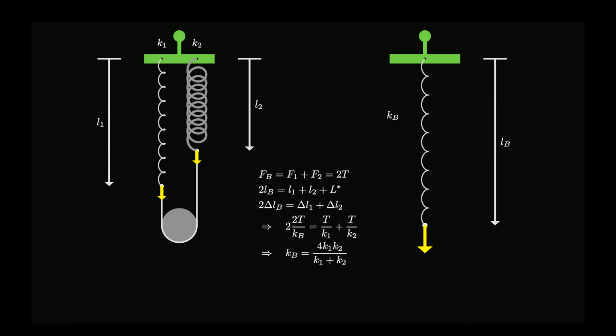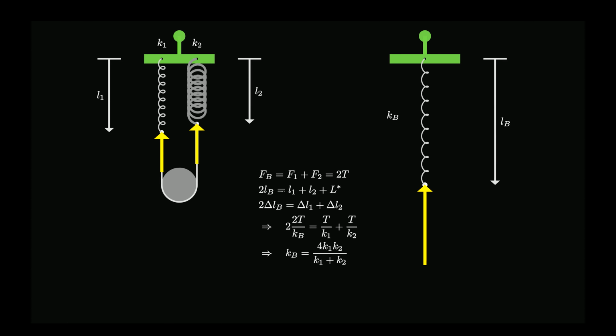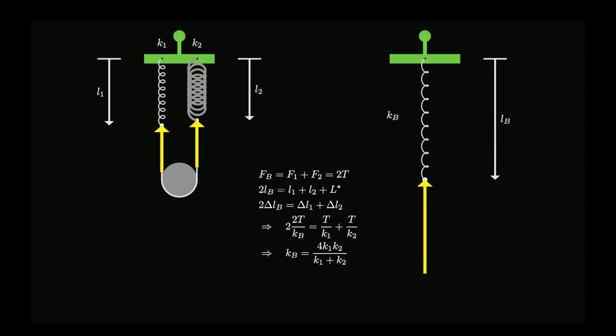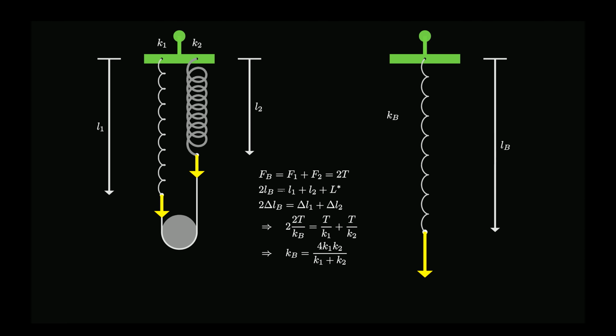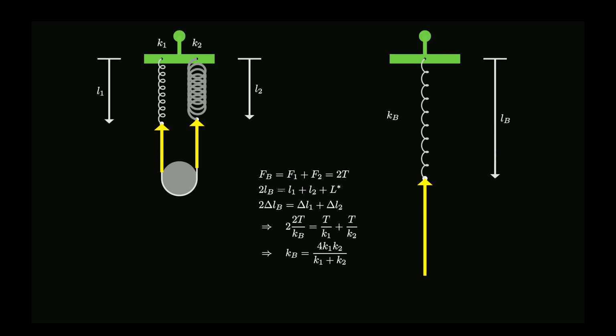On the other hand, the sum of the spring lengths plus a constant fraction of the string length is twice the effective spring length. Again, by taking derivatives or subtracting equations at two different times, we obtain a familiar relationship between the displacements of the springs. As in the previous case, we arrive at an equation involving Kb in terms of K1 and K2.